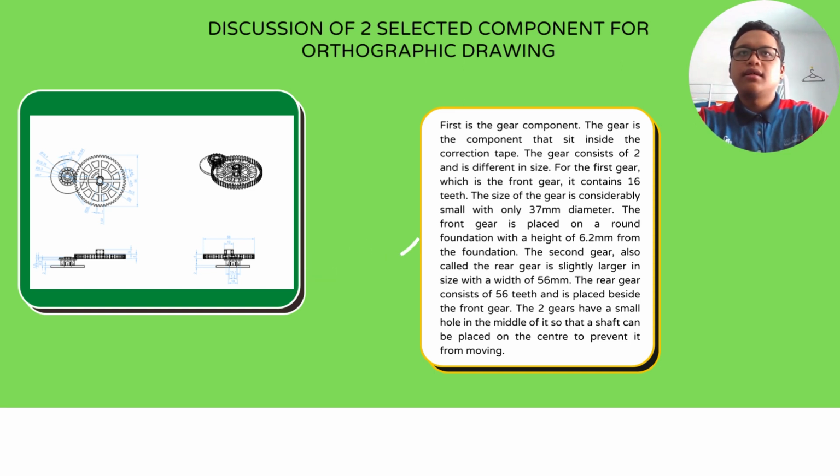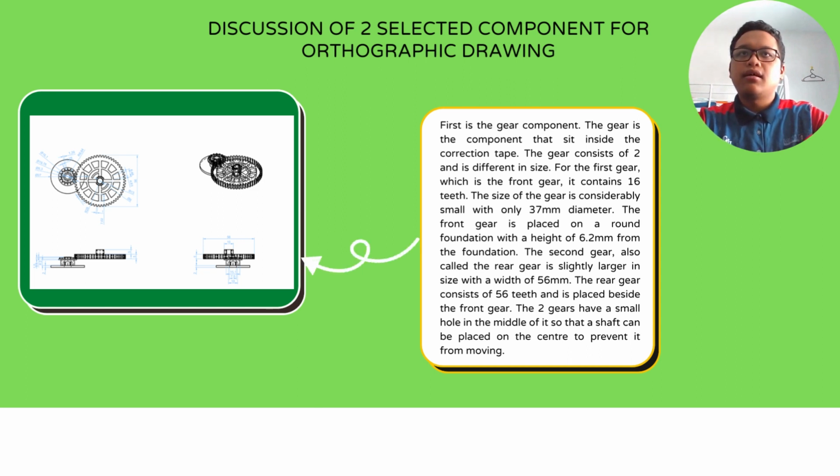For the first gear, which is the front gear, it contains 16 teeth. The size of the gear is considerably small, with only 37 mm diameter. The front gear is placed on a round foundation with a height of 6.2 mm from the foundation.